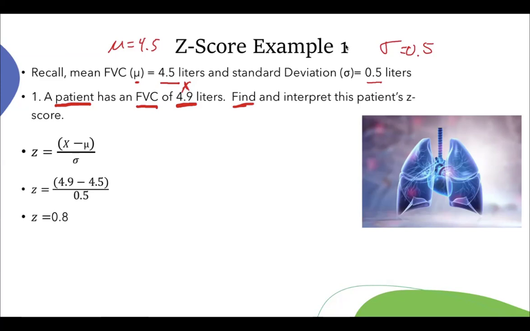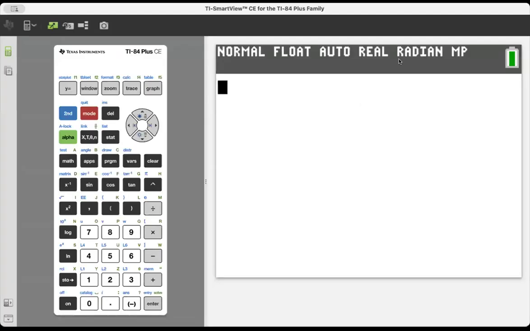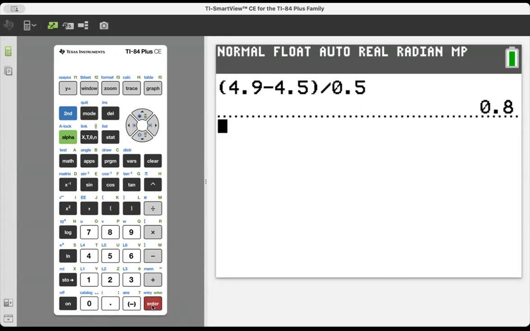Now, if you want to see me do that on the calculator, just give me a moment. I'll show you the difference between using parentheses and failing to use parentheses, because that could really change your answer and make it incorrect. Okay, so here we are. Let's use parentheses. 4.9 minus 4.5, parentheses, divide by 0.5. Okay, and 0.8 is our z-score.